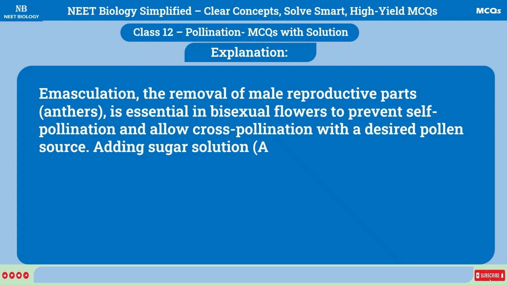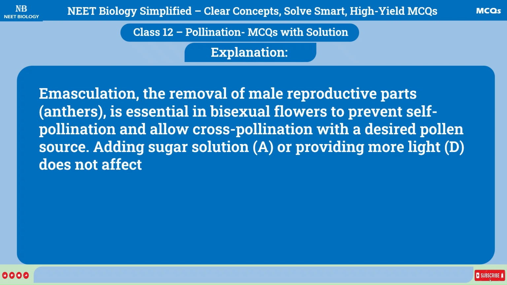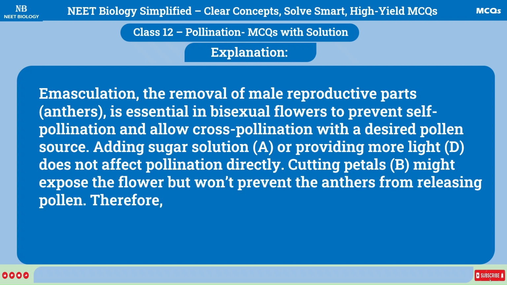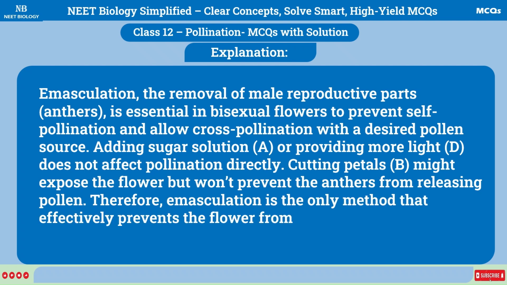Adding sugar solution, A, or providing more light, D, does not affect pollination directly. Cutting petals, B, might expose the flower but won't prevent the anthers from releasing pollen. Therefore, emasculation is the only method that effectively prevents the flower from pollinating itself.